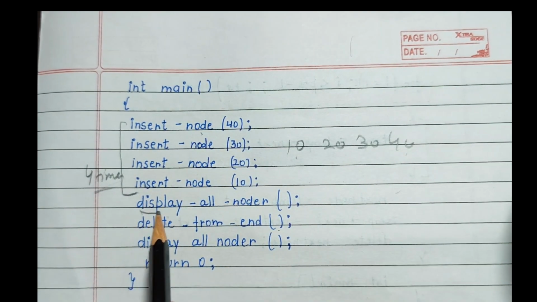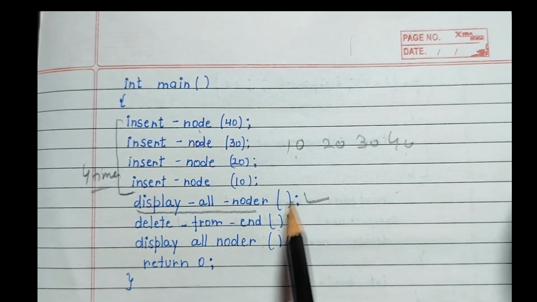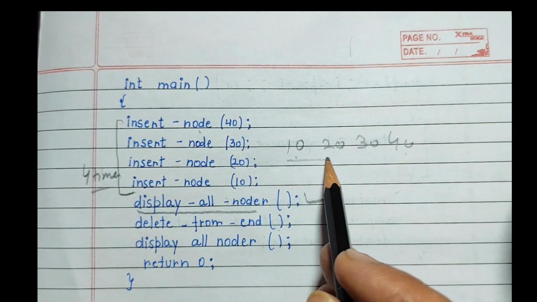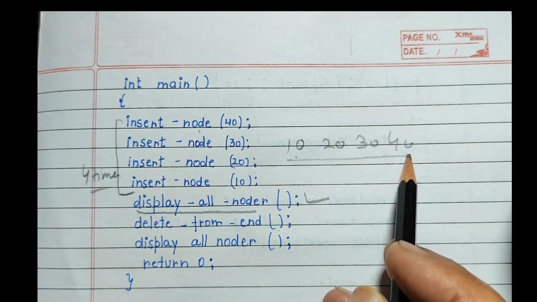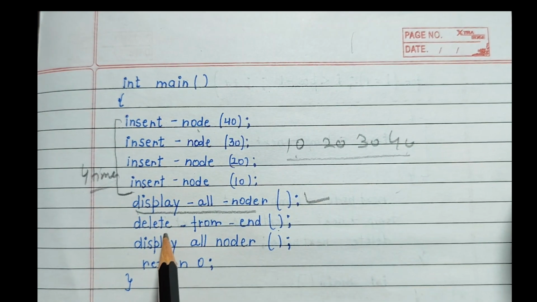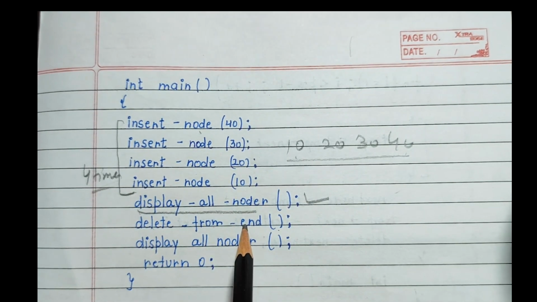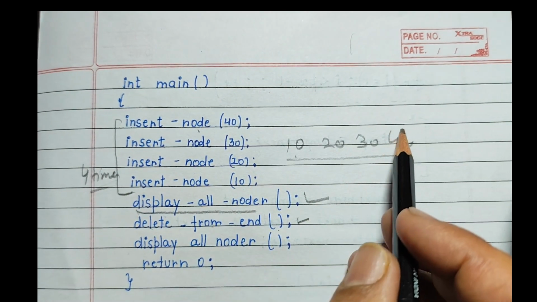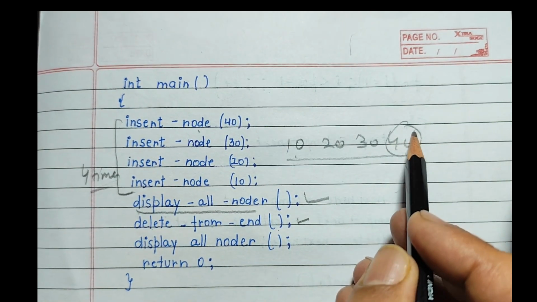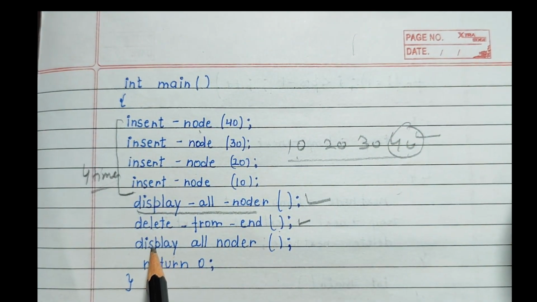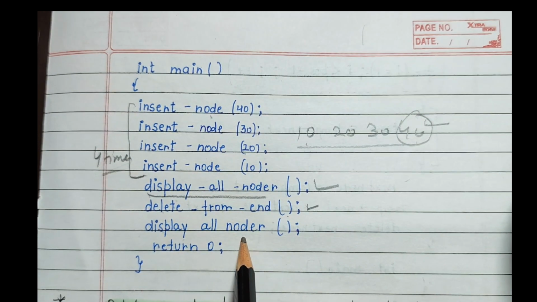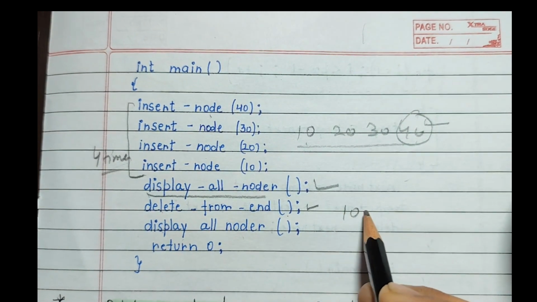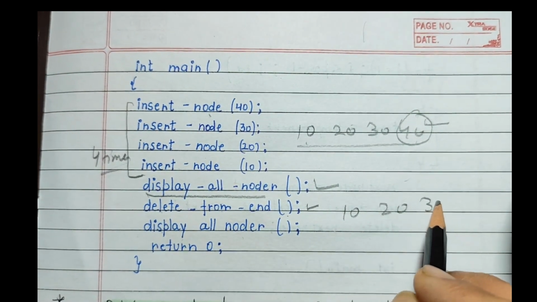After this, the display all node function is called. When this function is called, these elements will display in the output. After this, now I call the delete from end function. When this delete from end function is called, this last node is deleted, and after this we call the display all node function. So in the output what will display? 10, 20, 30 will display.